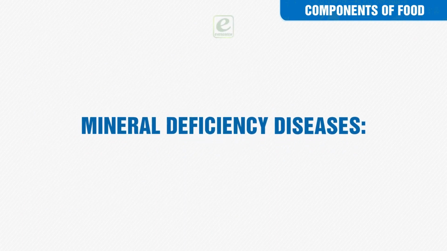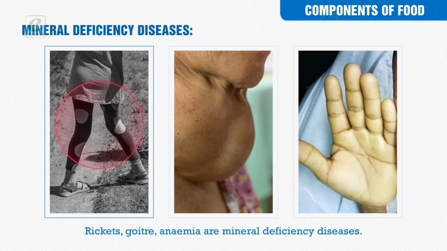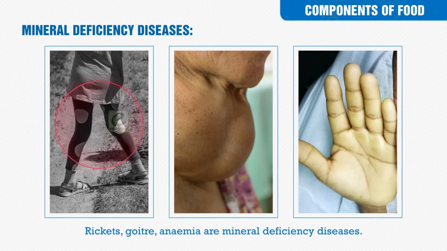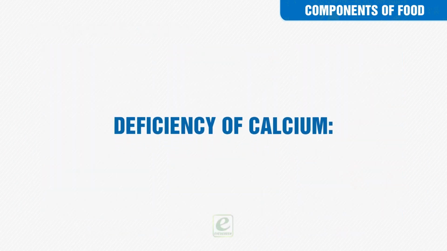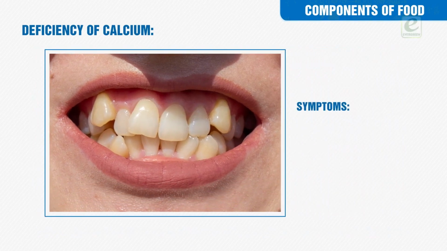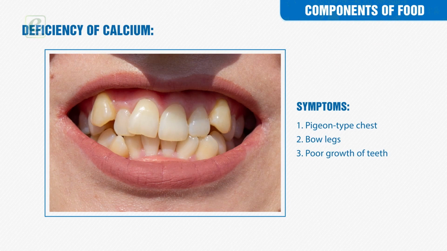Mineral deficiency diseases. Rickets, goiter, anemia are mineral deficiency diseases. Deficiency of calcium. The deficiency of calcium in diet of children causes a disease called rickets. Symptoms. Pigeon-type chest, bow legs, poor growth of teeth.